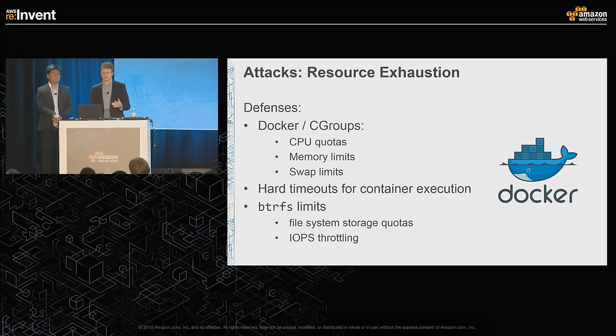So fortunately, the Linux kernel has control groups, and Docker provides a really nice API to set them. These cgroups, as they're affectionately known, allow you to set CPU quotas and limits on memory and swap. And it's important to set both of those because the memory limits will not also protect against swap overflows. Further, we have a hard timeout for container execution, and this ensures that some runaway process, even if it's within its quota, can't continue to flood the system with useless CPU work.